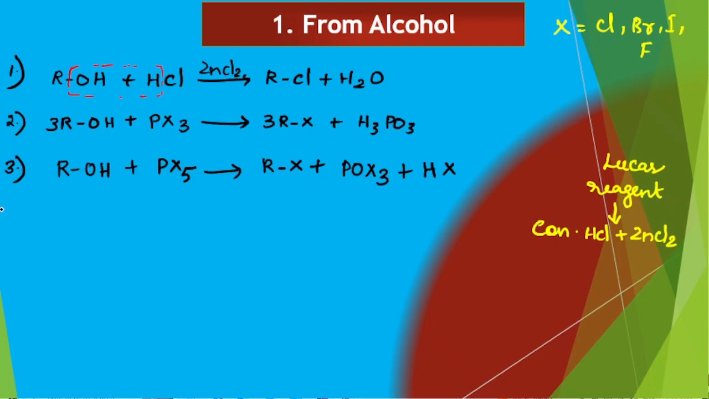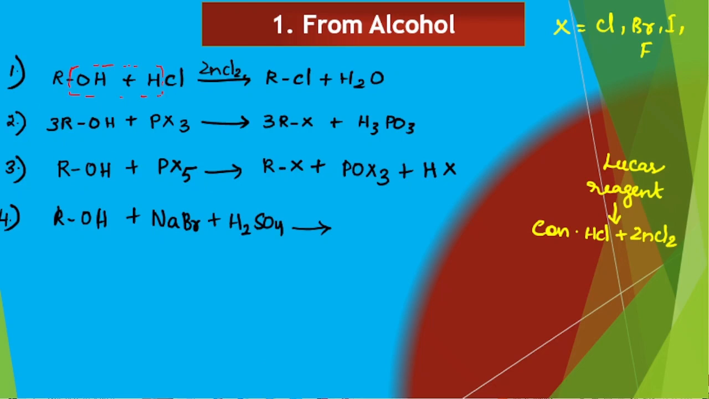Now the fourth reaction, look carefully. Here also we have ROH plus NaBr, and we are going to take H2SO4, sulfuric acid. Sodium bromide, sulfuric acid and alcohol: these three we are going to take. When we react these three, what do we get as the product? Listen carefully, this is also easy. I will tell you how to do this.